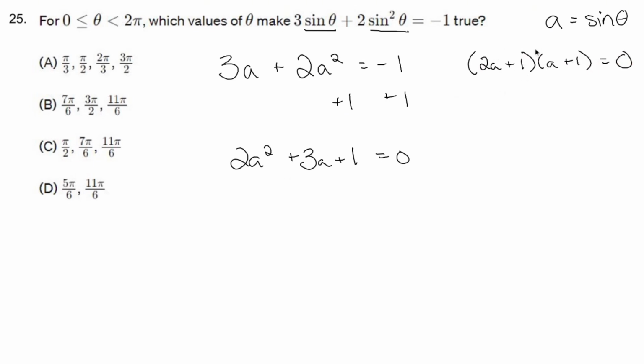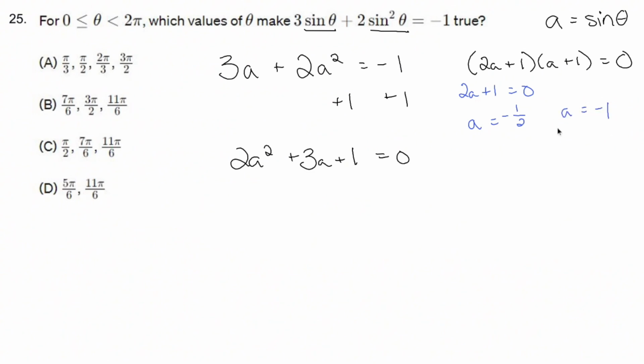You really have no other options. I mean, the quadratic formula could be used, but who the heck wants to do that? So what you're left with here is 2a + 1 = 0. Subtract 1, divide by 2, and you get a = -1/2. That's cool. Also, a + 1 = 0, subtract 1 and you get a = -1.